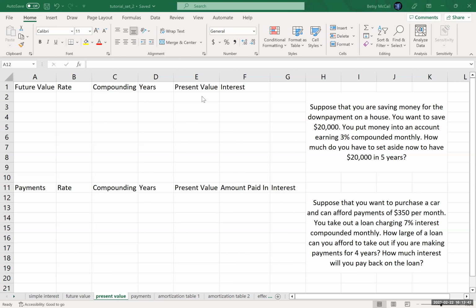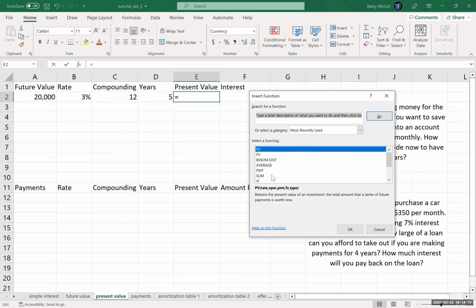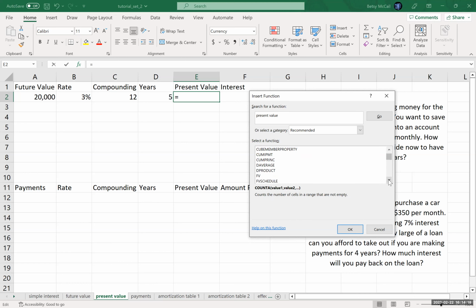So I've set up a table here where we can fill in our values and do our calculations. The future value, our goal, is $20,000. Our interest rate is 3%. The number of times we're compounding is given as monthly. The years is 5 years, when we want this money to be accumulated. And so the present value formula that we're going to use, we can search for it using our insert function if you've never used it before. Present value. And we scroll through the list. Present value is PV.